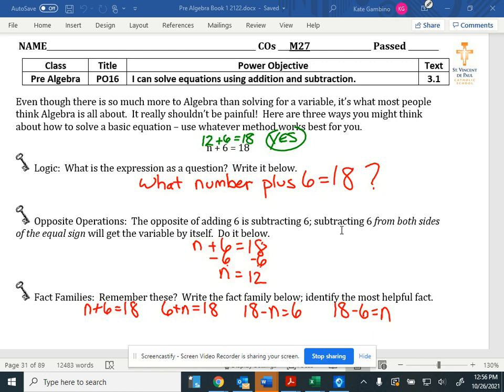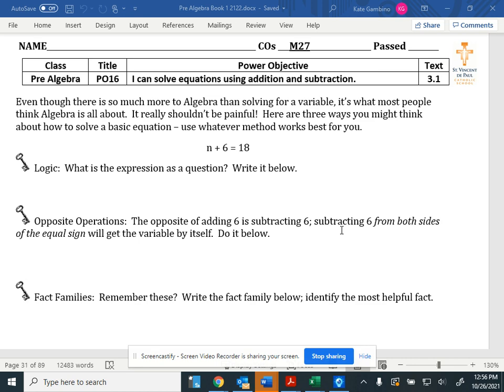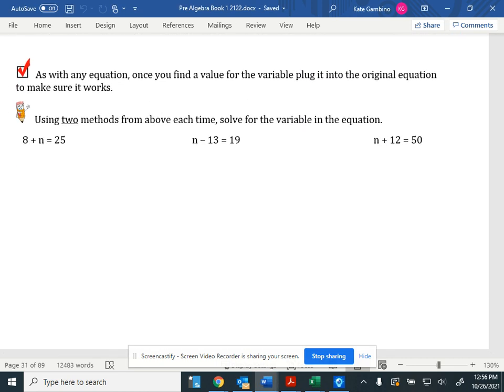So let's look at what we have at the bottom of this page. Using two methods from above, each time, solve for the variable in the equation. So you need to do two methods. You could do the logic, you could do the opposite operations, you could do a fact family. So what does that look like?